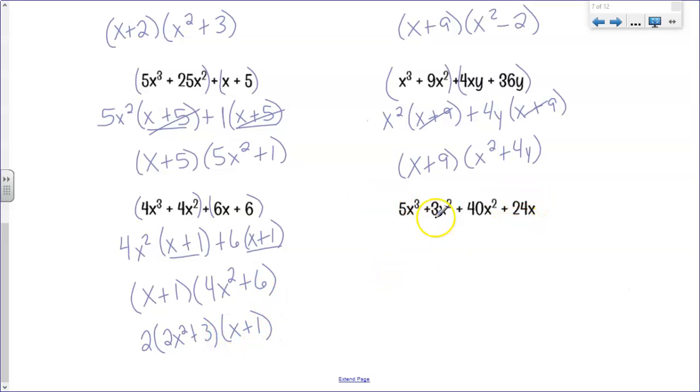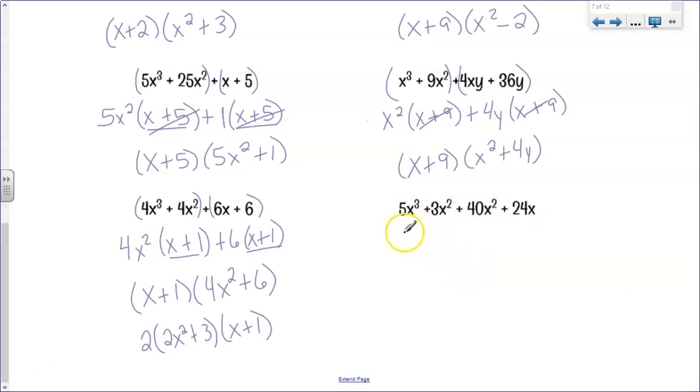So let's look at this one here. You should always check for a greatest common factor out of all of them first. And that's going to be very important when we start learning to do trinomials, because we have a different method that you can also use. And if you don't check for it, your answer will be wrong.